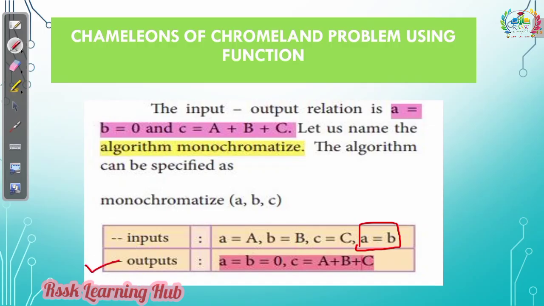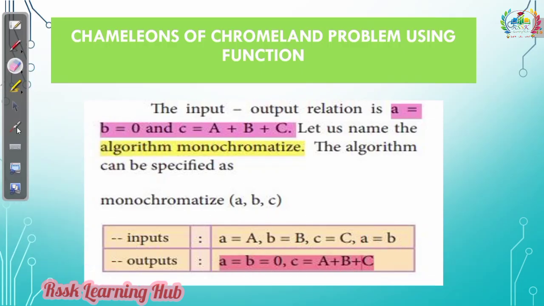What is the result of your output? A and B are equal to 0. If the condition of A and B is assigned for 0, it means C is automatically assigned the value of A along with B along with C. So summing up these three. Okay, this is your input function and output function.